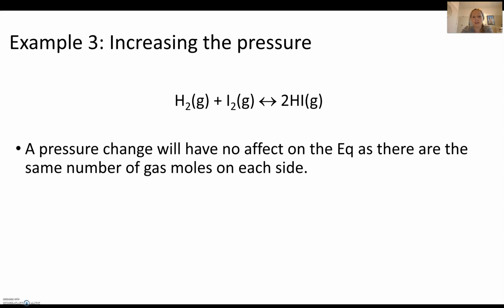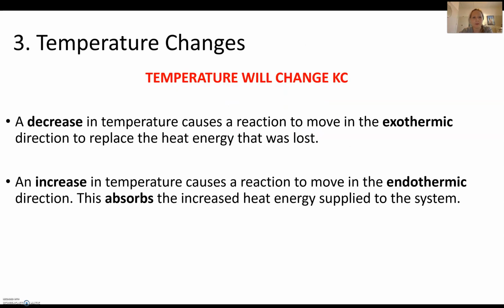What happens if there's the same numbers of gas moles on each side? I love asking this question. It usually comes up as a multi-choice, and the answer is absolutely nothing because they're the same. So if you alter the pressure of this system, it does nothing because you've got 2 to 2. So equilibrium can't do anything to relieve that. It just stays status quo.